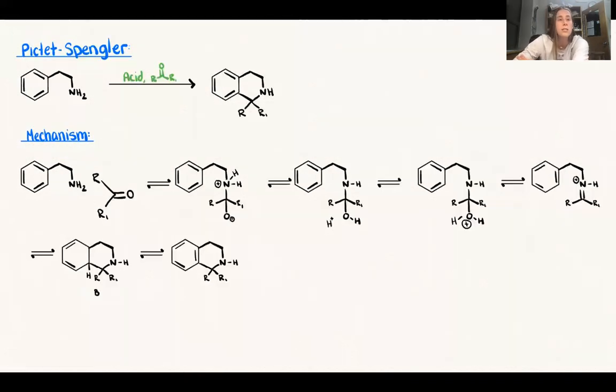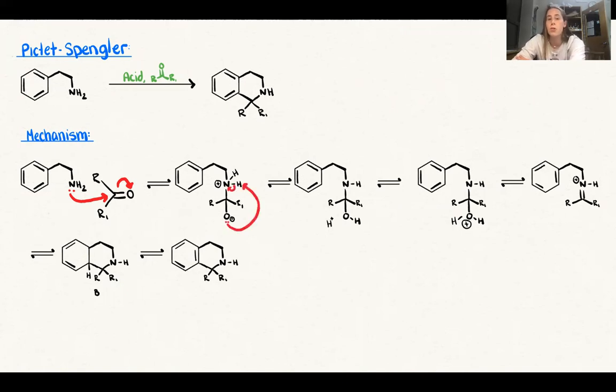Our next reaction is the Pictet-Spengler reaction. In this case, we start with a phenylethylamine reacted with any carbonyl compound in acidic conditions to give our desired isoquinoline. The mechanism is very similar, except it starts with electrons on the nitrogen attacking the carbonyl.